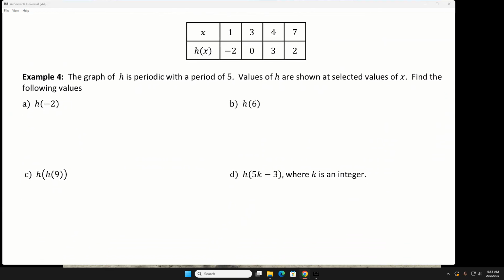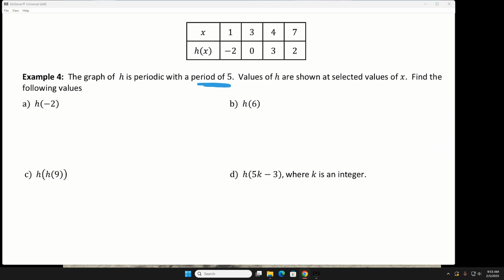All right, let's look at example 4. We can do the same thing we just did with a table. Obviously, they'll have to tell you what the period is. And the book chose a period of 5 again, which is a little bit easier than some of the ones you have to do on your assignment.